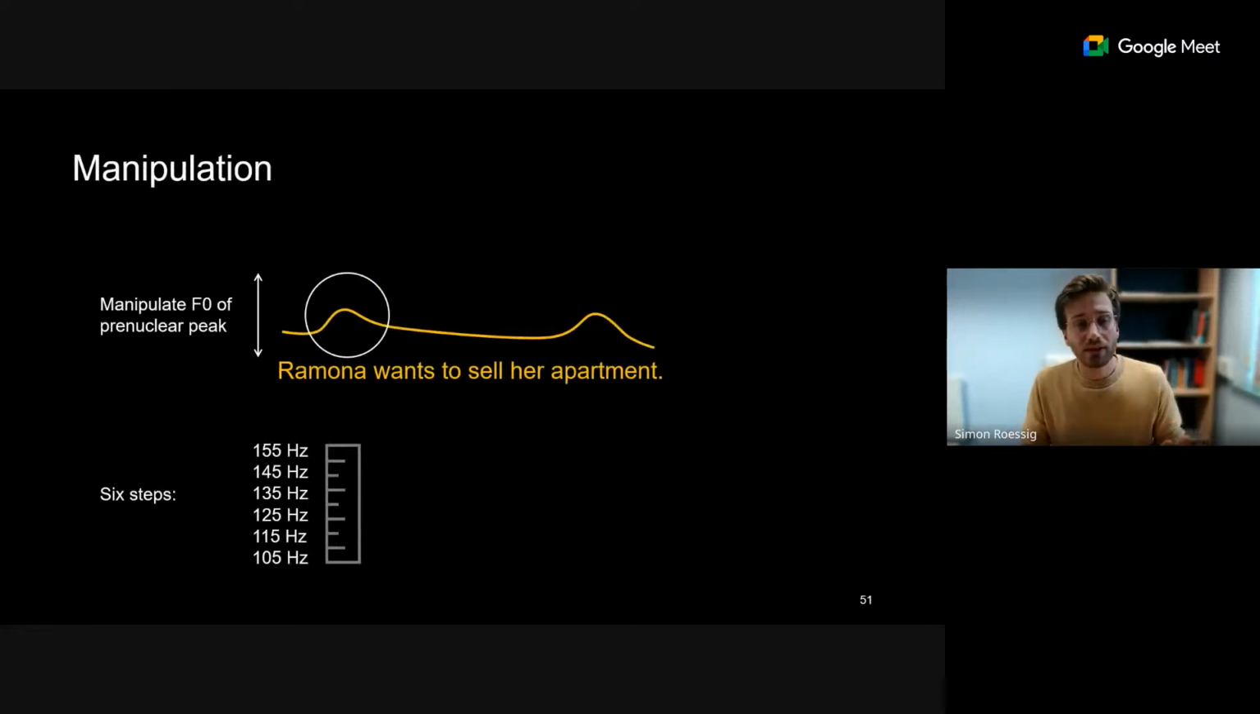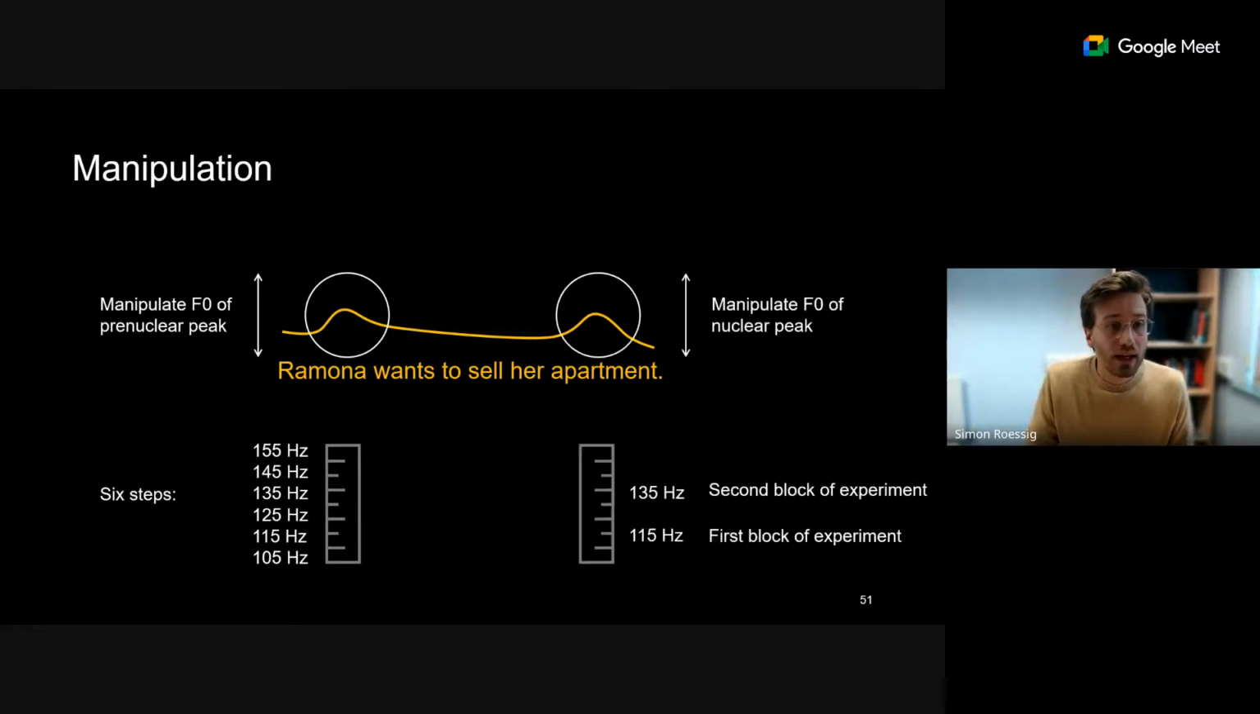And the intonation contour has two peaks, a prenuclear peak and a nuclear peak. And we manipulate the height of the prenuclear peak with 6 steps on an F0 continuum, ranging from 105 Hz to 155 Hz for a male speaker. And we also manipulate the height of the nuclear peak with 2 heights, 115 and 135 Hz. And then the stimuli are arranged such that all the lower nuclear peaks are in the first block, or the first half of the experiment, and all the higher nuclear peaks are in the second half of the experiment.